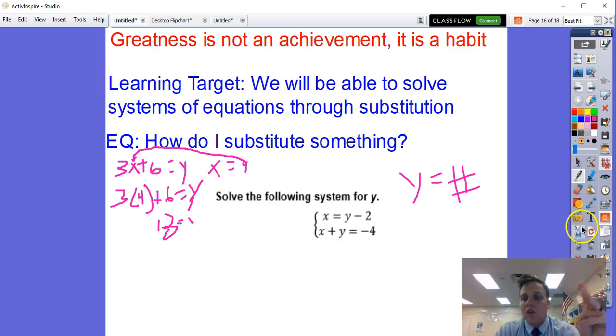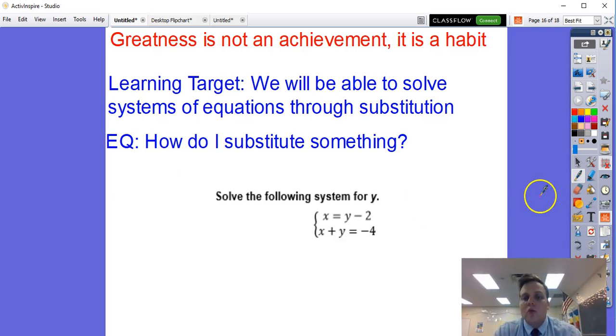Okay, so if I want to solve this system for y, what you want to do is get one equation where the only variable is y, because it says solve the system for y. Alright, so right now I have x equals y minus 2 and x plus y equals negative 4. Look at this first one. This problem is actually a little simple. Look at this first one. x equals y minus 2.